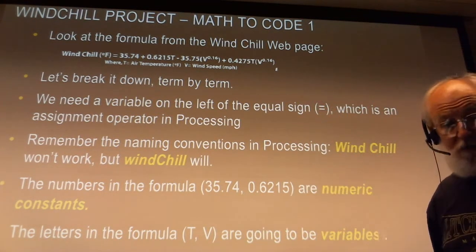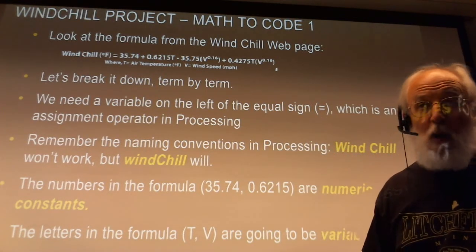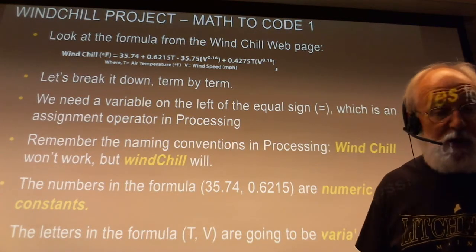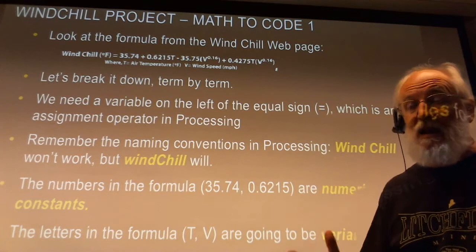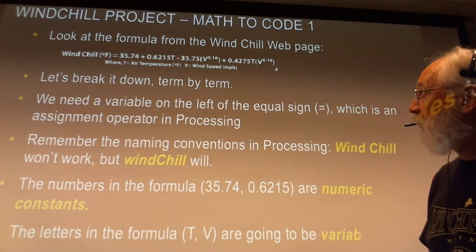We need a variable on the left-hand side of the equal sign, because if we calculate WindChill, we have to store it somewhere in the program so we can print it out or do something with it. So we need to place it somewhere. The containers into which you put values in your program, that's what variables are.